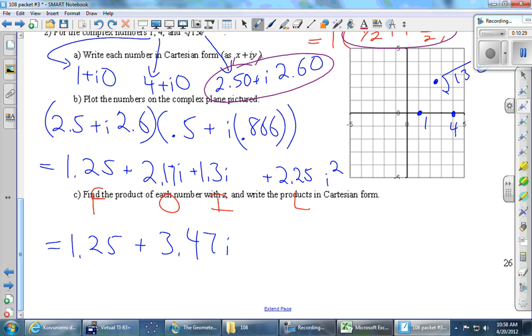And then the last piece is that i squared. And forever from this point forward, you replace that i squared with -1. So it really becomes minus 2.25. Squaring brings it back to the real numbers, yeah. And then the first and the last things now combine. So what we get here is -1 plus 3.47i. Is that okay?